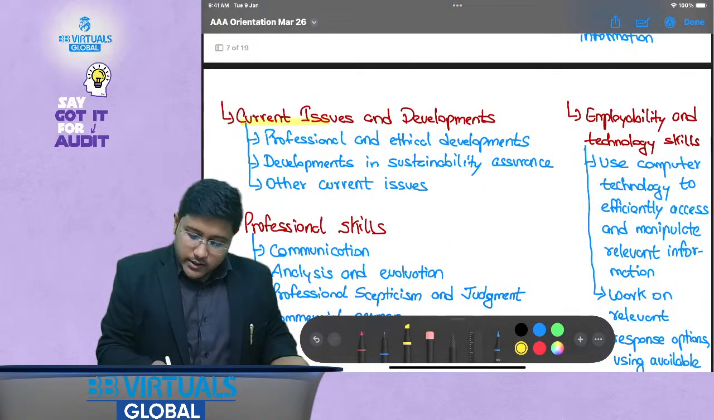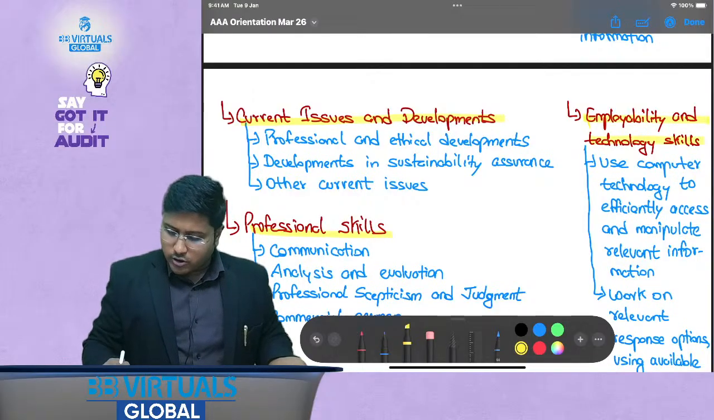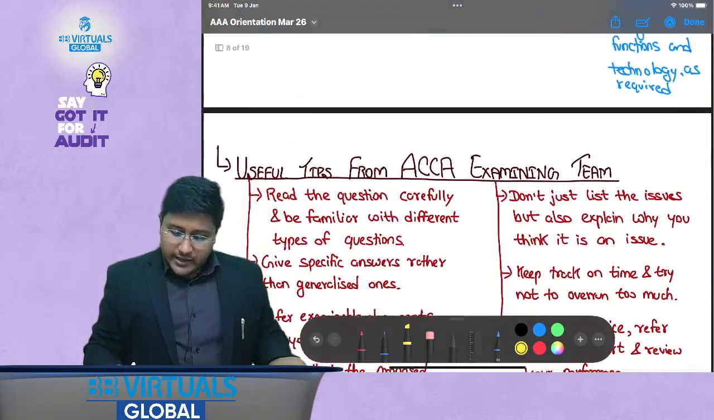Then there are certain extra sections which are current issues and developments, professional skills, employability and technology skills, but these are something that you cannot directly prepare for.